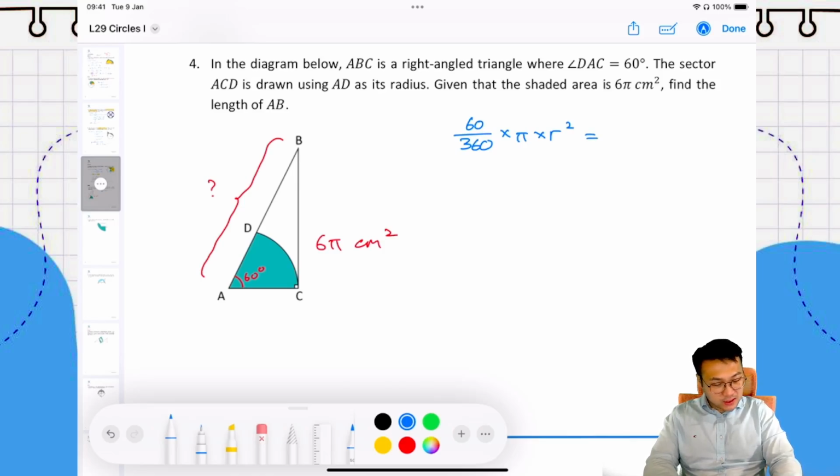And they told you that the area of the pizza is 6 pi. Well, immediately we can get rid of the pi. So we notice that, okay, let's simplify this, 1/6. So everyone, we can see that 1/6 r square equal to 6. So what is r square, Vedant?